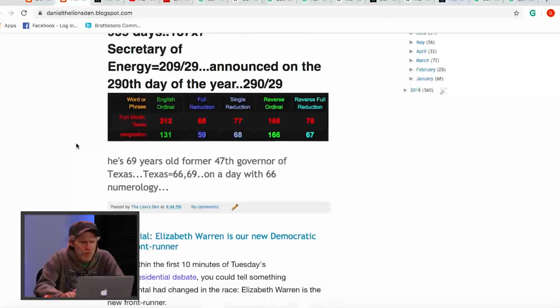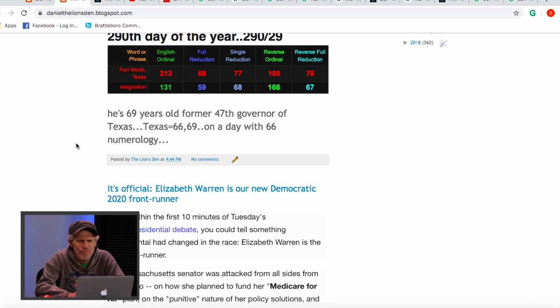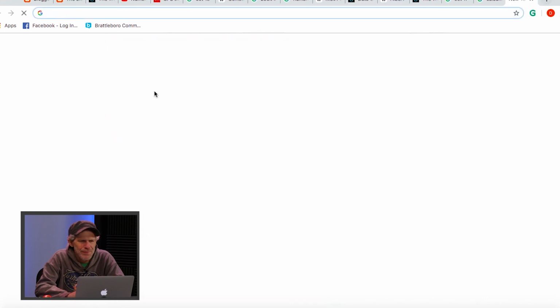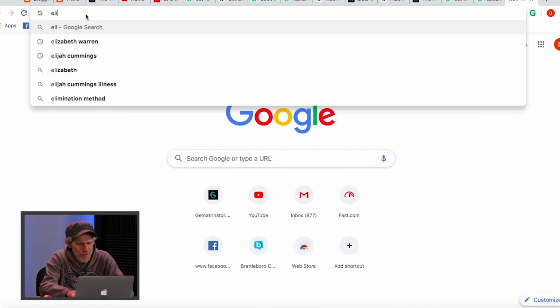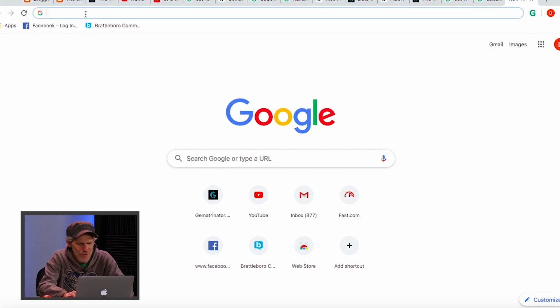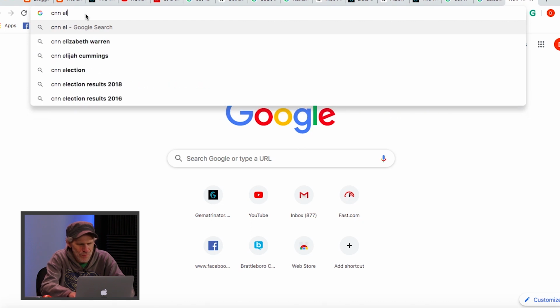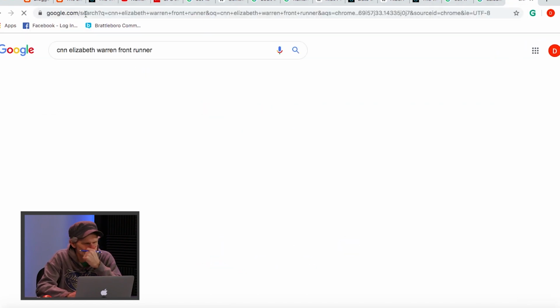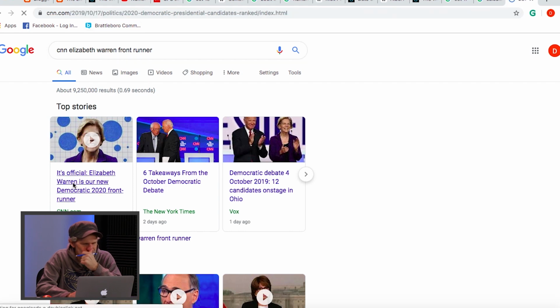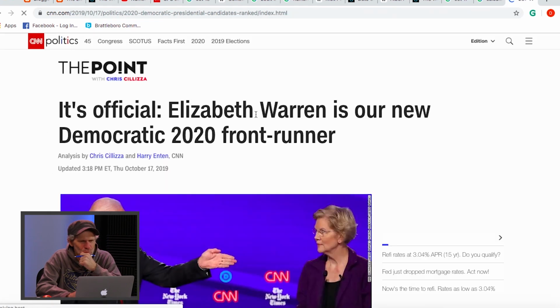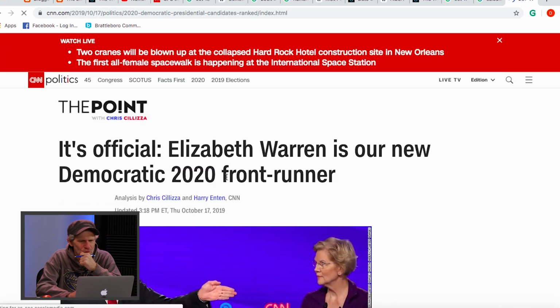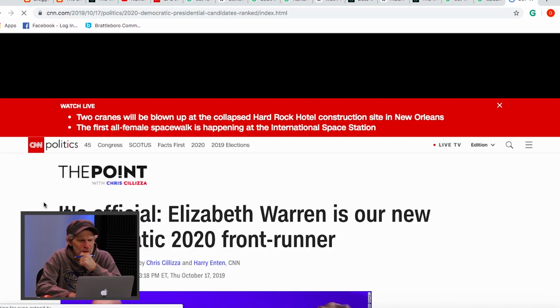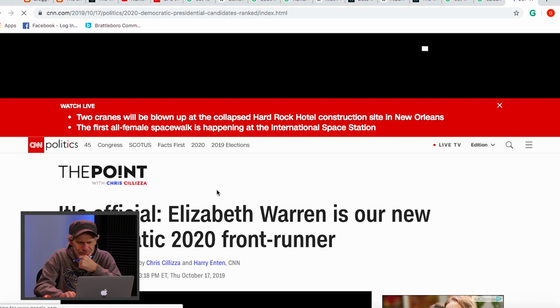And they do it all by this code. So I saw this about Elizabeth Warren. Elizabeth Warren, and I'll stop here. Wait, where's the CNN? See if I can find it. Oh yeah, here it is. So it's official. Elizabeth Warren is our new Democratic 2020 frontrunner. I think she's going to be the Democratic candidate. This was a story from yesterday.